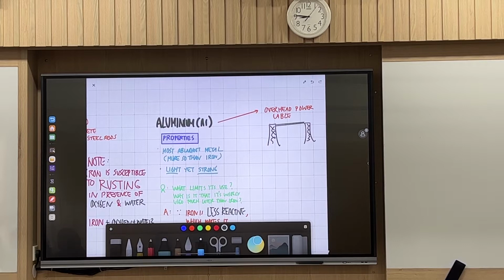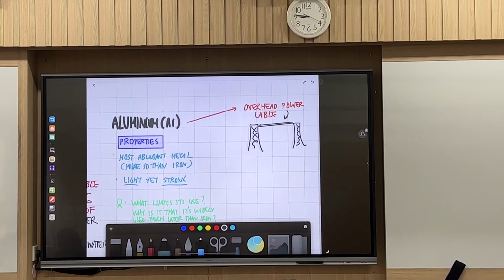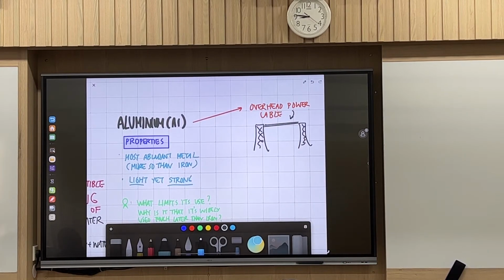Because if they were made from other heavy metals, they would droop, and when there's strong wind, a typhoon or something, they would break easily. So we want these overhead power cables to be as light as possible, so we made them from a light but strong metal, aluminium.